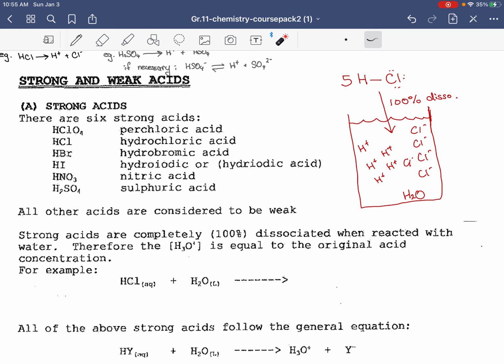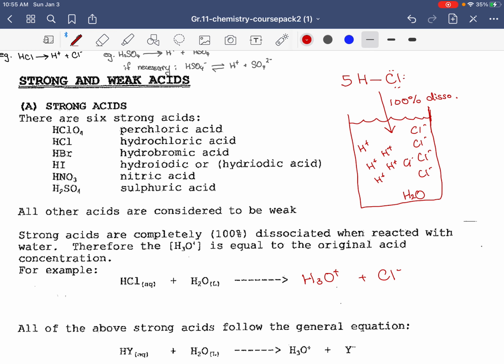HCl does this. HNO3 does this. HI does this. HClO4 does this. But what about the others? Well, let's just write this in for now. HCl plus H2O will give you H3O plus and Cl minus.